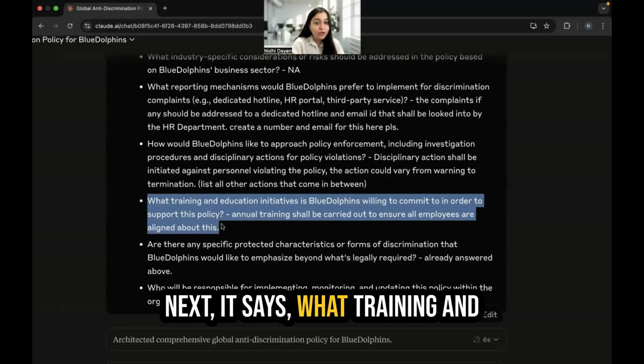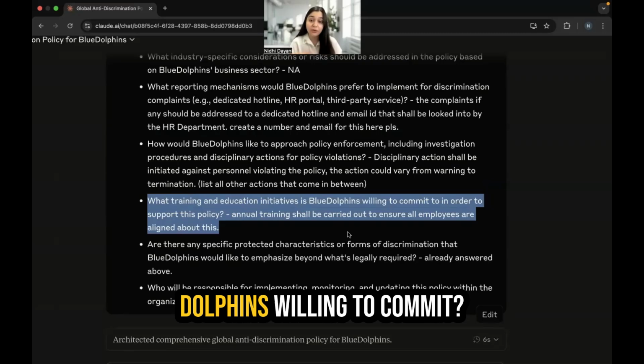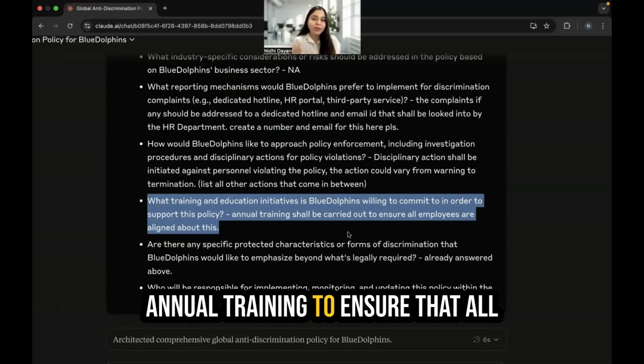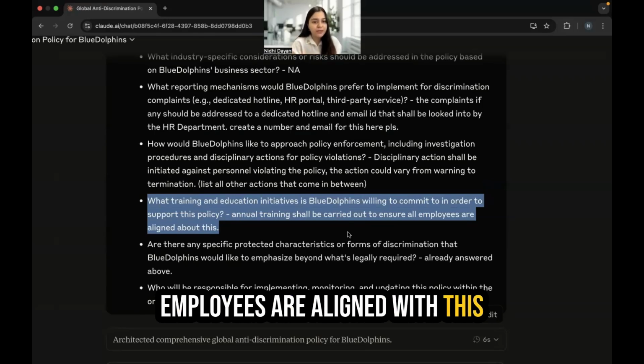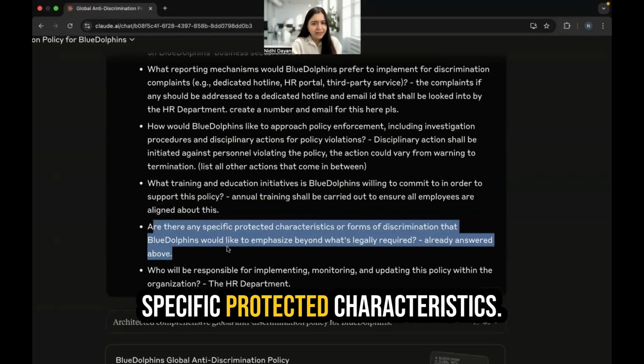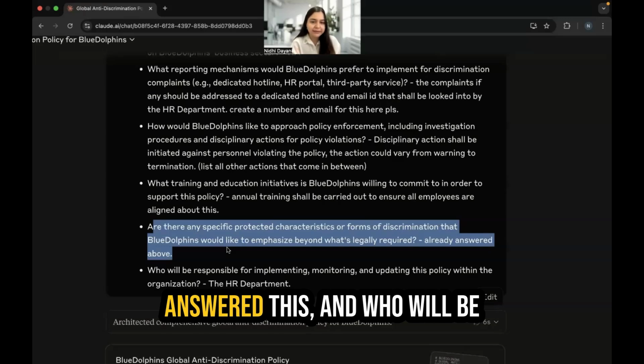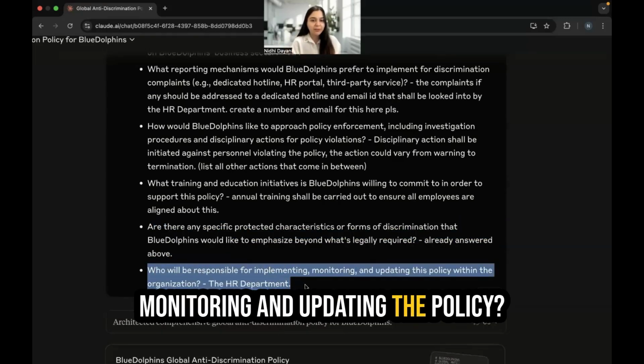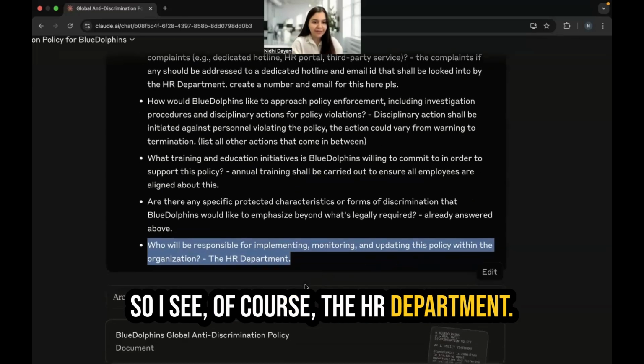Next, it says, what training and education initiatives is Blue Dolphins willing to commit? So I say, okay, we will carry out an annual training to ensure that all employees are aligned with this. Specific protected characteristics: I said that I've already answered this. And who will be responsible for implementing, monitoring, and updating the policy? So I say, of course, the HR department.